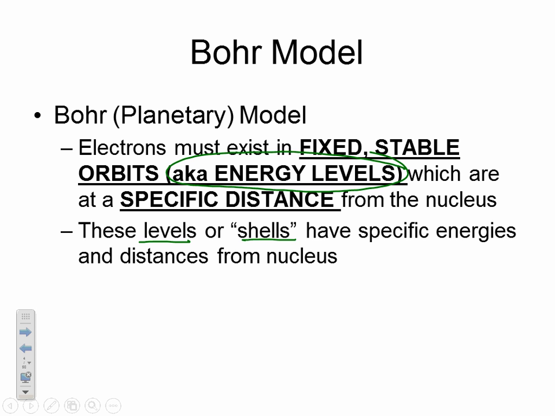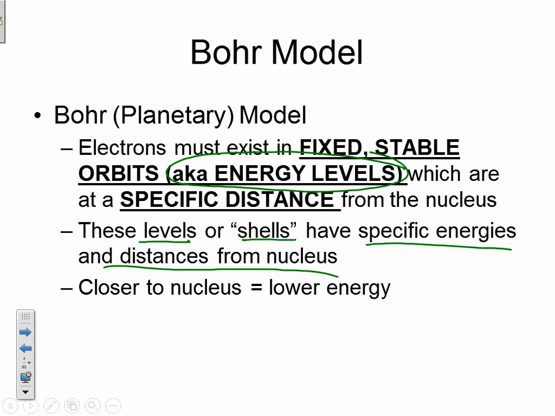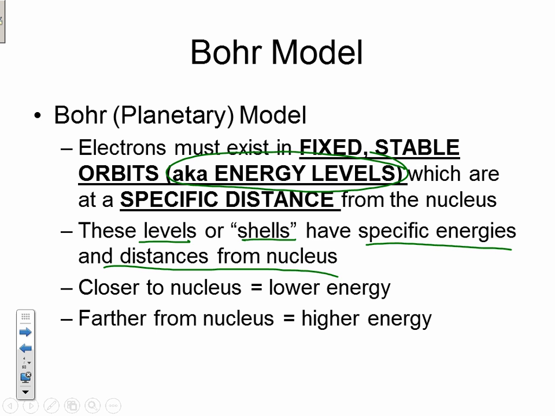Each one of them had their own distance from the nucleus, and each one of them had their own energy. And he also worked out that the closer the shell was to the nucleus, the lower energy the shell was. Basically, being closer to the nucleus actually helped to stabilize the electron and give it a lower energy. And the farther from the nucleus the shell was, the higher energy the electron shell had.